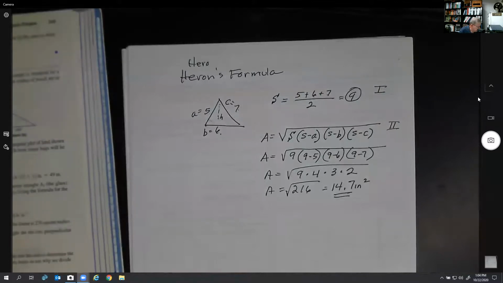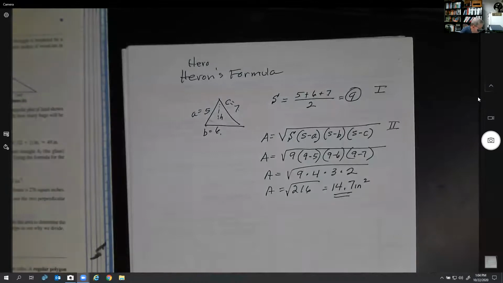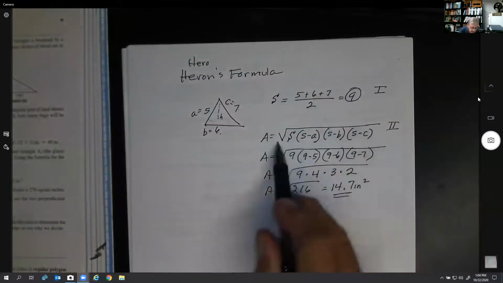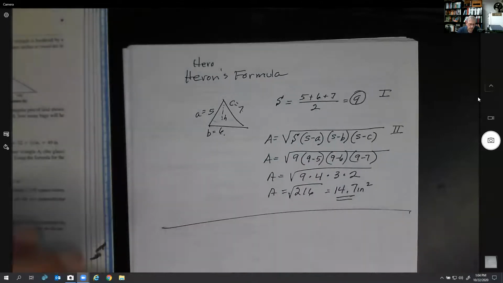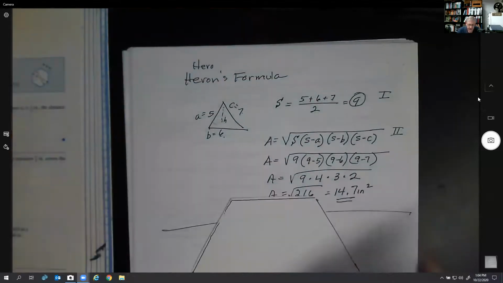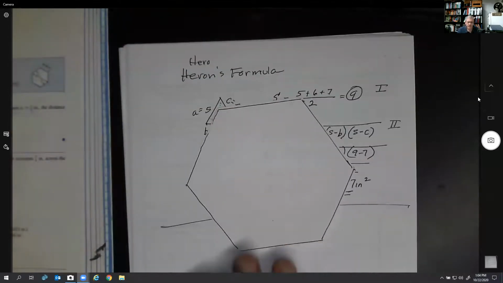So pretty easy to do, huh? So first you find the area, find S, and then you do this. Kind of weird little formula, huh? Well, here's another little formula. We're going to work with something called a hexagon, this little goodie.